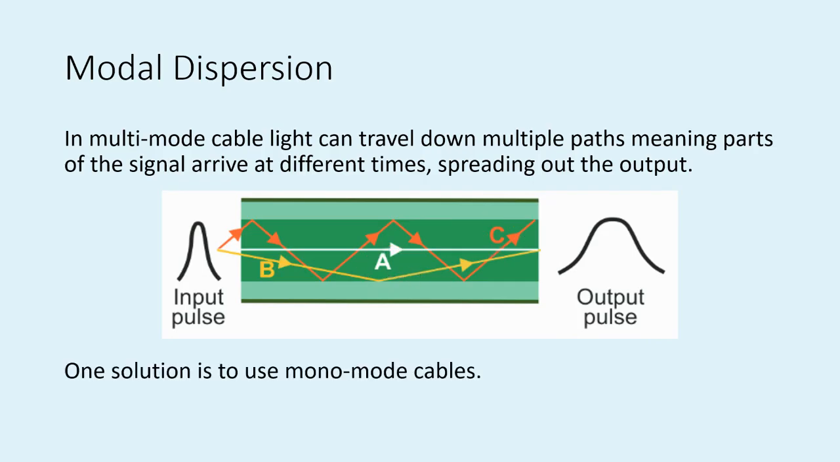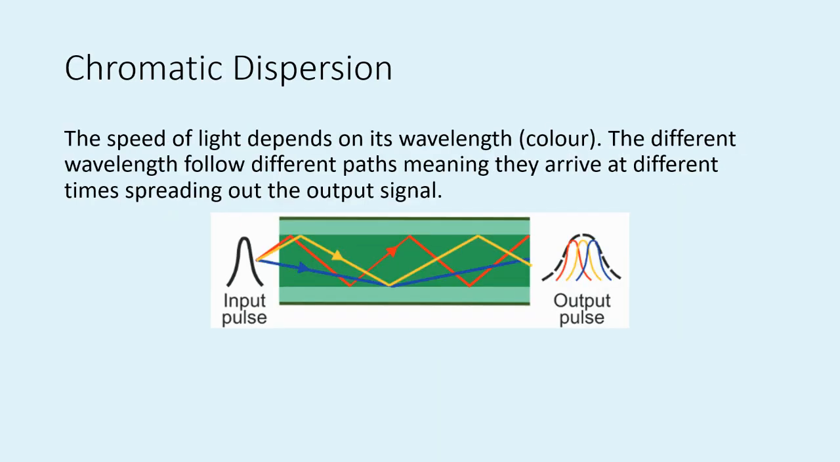A solution for this is to use monomode cables, which only allow one beam of light to pass down. So that is a solution to this. You need to be aware of this solution.